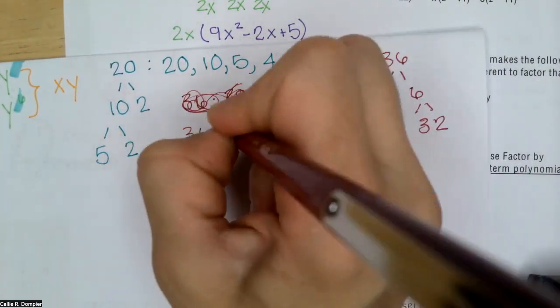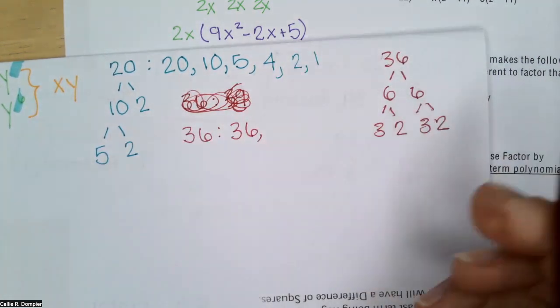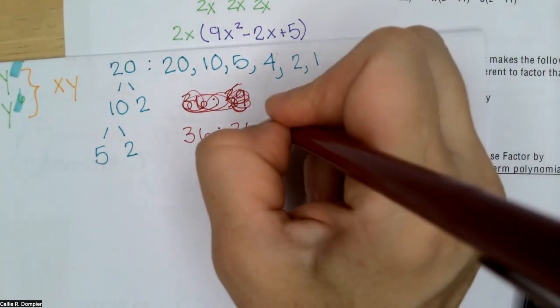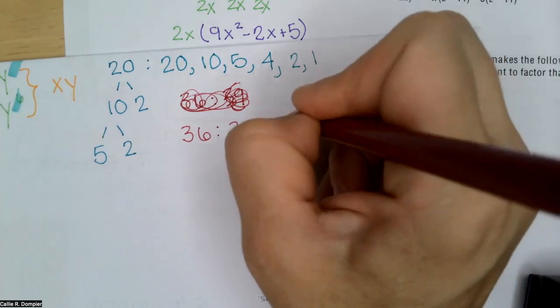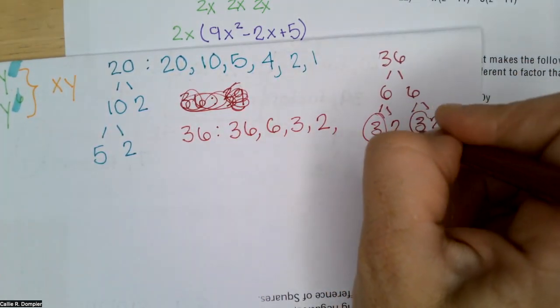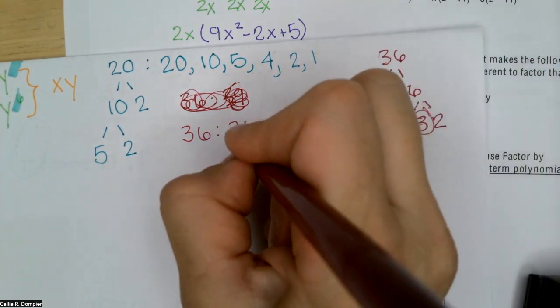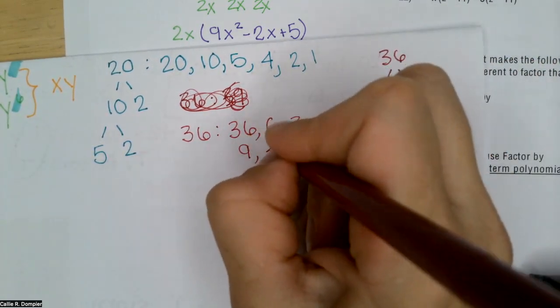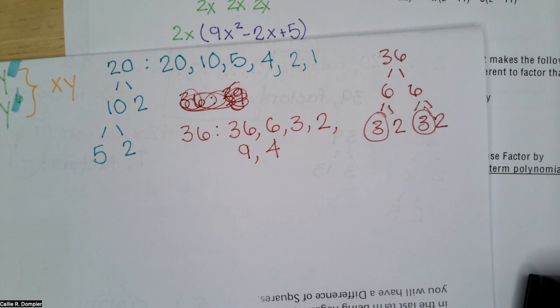itself, 6, 3, 2, but also there are 2 3s. That's also the number 9, and there are 2 4s, so that's 2 2s, so that's also the number 4. So those are all the factors of 36. 36, 9, 6, 4, 3, and 2.